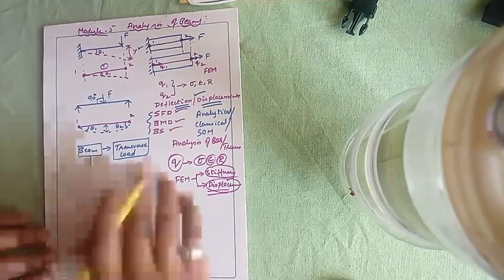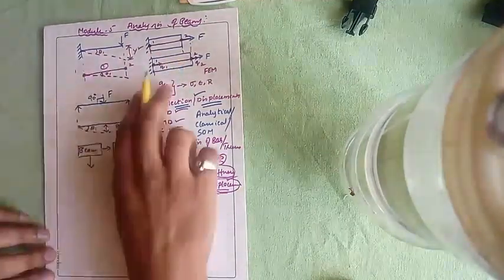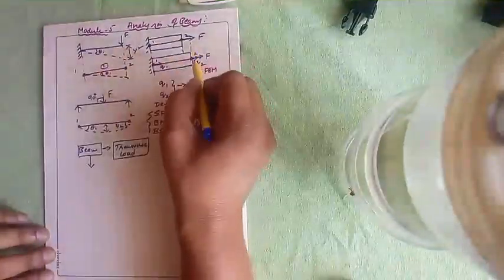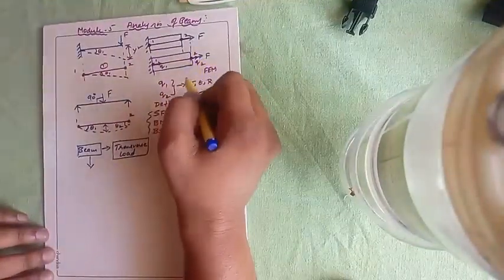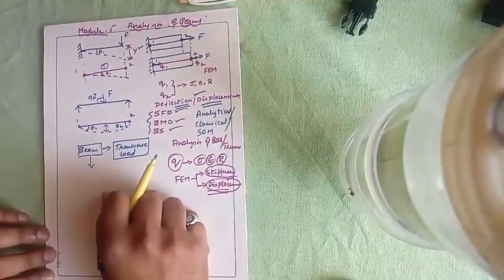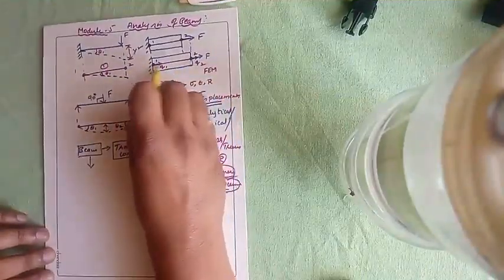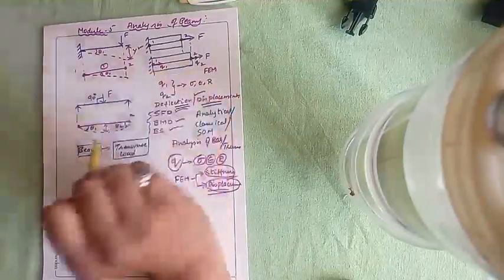Now compare these two figures. In these two figures, my load F is going to pull the component, and thereby the nodes are being displaced along which direction? The nodes are being displaced along the x direction.